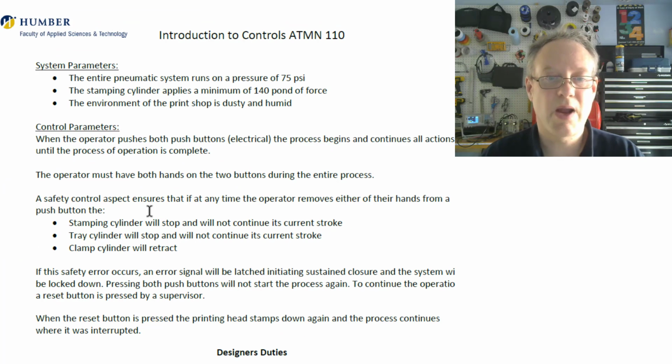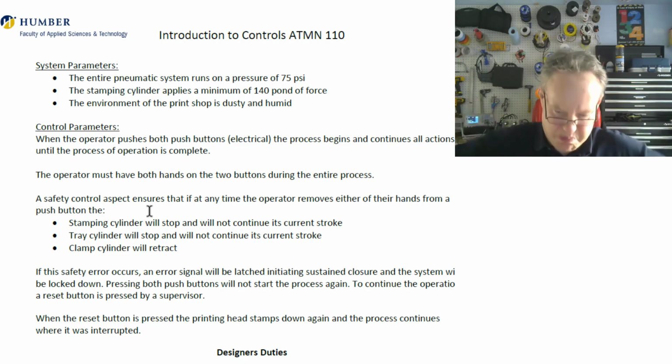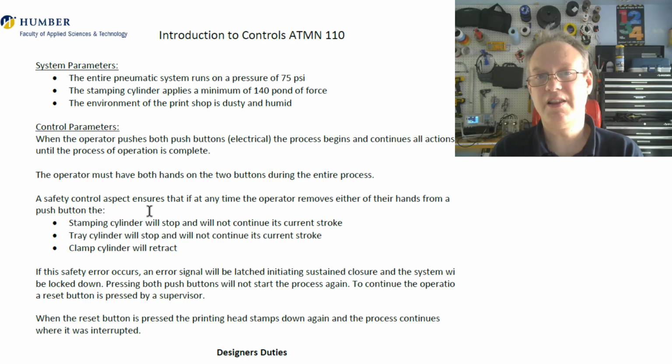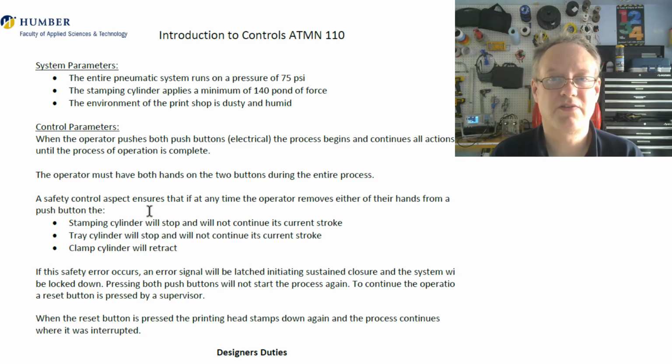Okay, good. So system parameters. Oh, the entire pneumatic system runs on 75 psi. That's pretty good. The stamping cylinder applies a minimum of 140 pounds of force. Okay, so that's the cylinder itself. It's not how much force the stamp applies. The stamp is 200 pounds. It's heavy, right? It's this big honking thing. But the cylinder is actually applying 140 pounds of force. So that's 340 pounds of force onto the stamp.